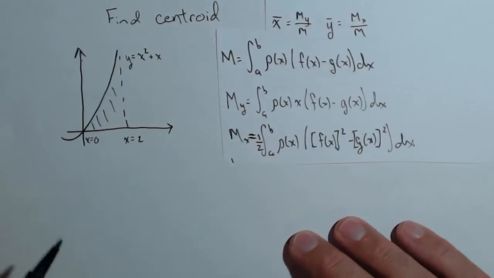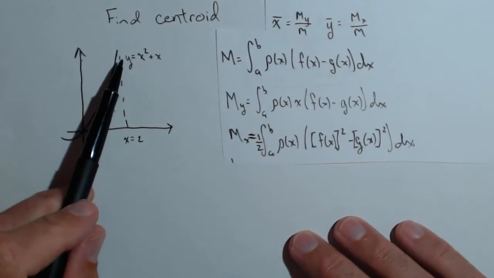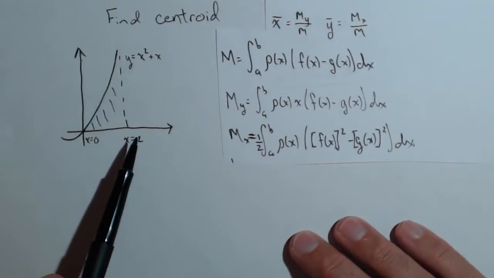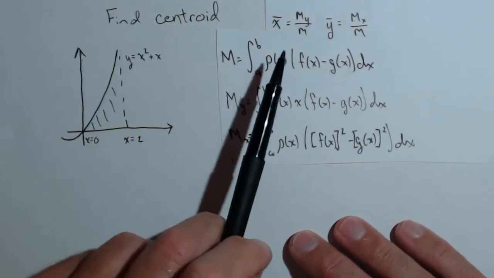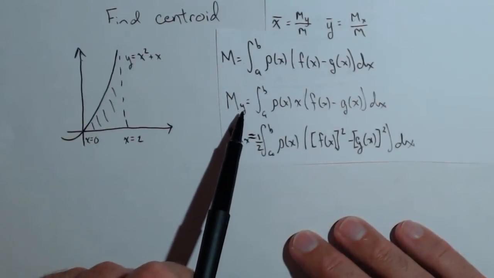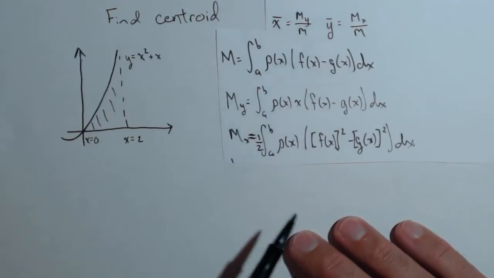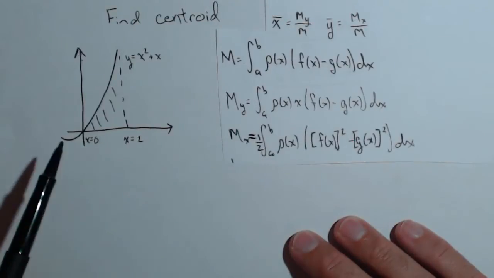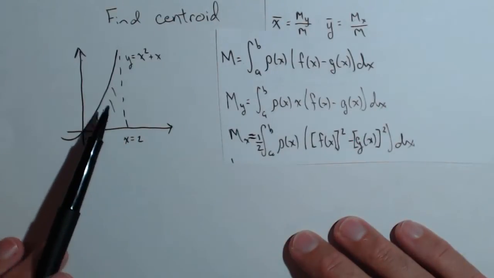In this video, we're going to find the centroid of a region that's bounded by the curve y equals x squared plus x from 0 to 2. Now, here are our formulas for mass and our moments on the y and the x, and how to find x bar and y bar.